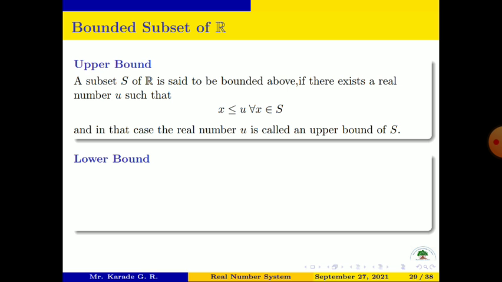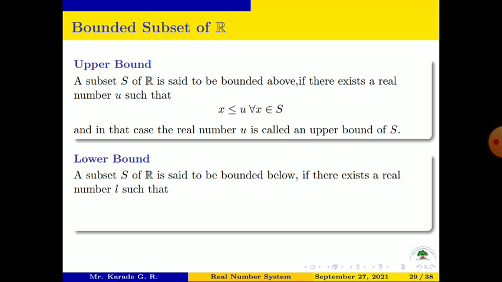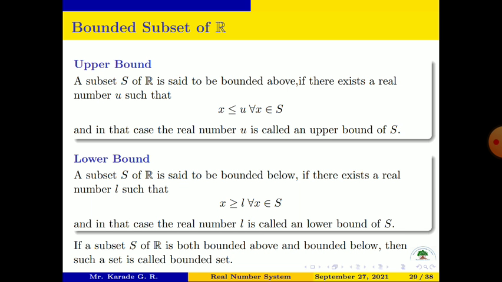Now, what is lower bound of a set? Similarly, we define that a subset S of the real numbers R is said to be bounded below if there exists a real number L such that all elements of set S are greater than or equal to L. Means x is greater than or equal to L for all x belongs to S. And in this case, the real number L is called a lower bound of the set S.